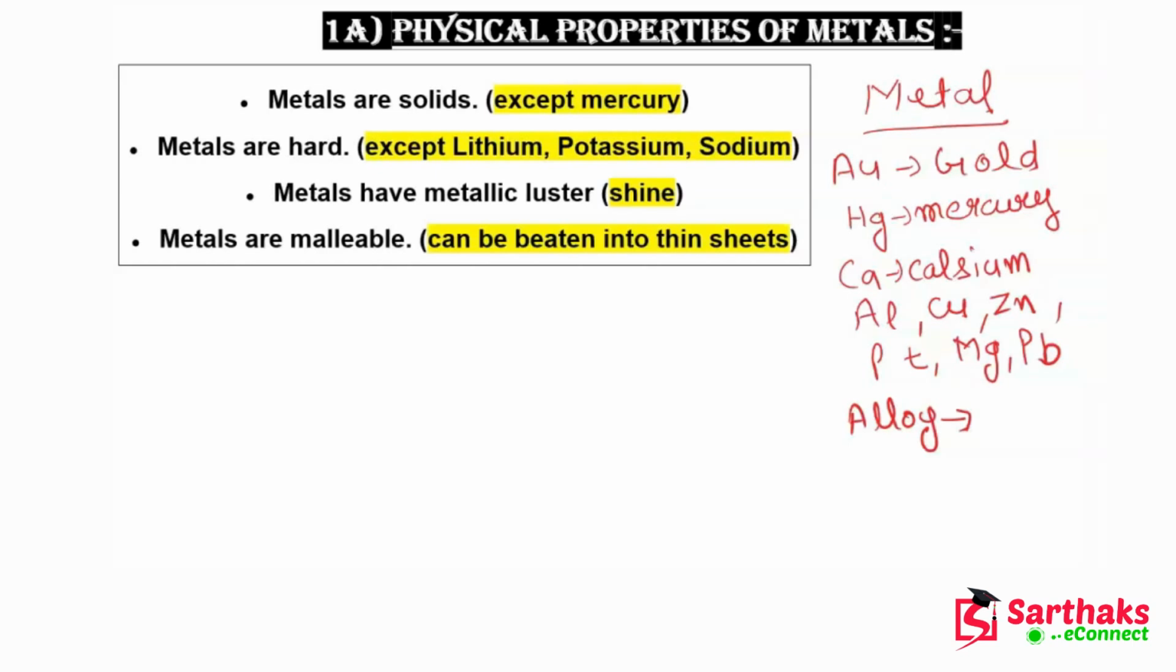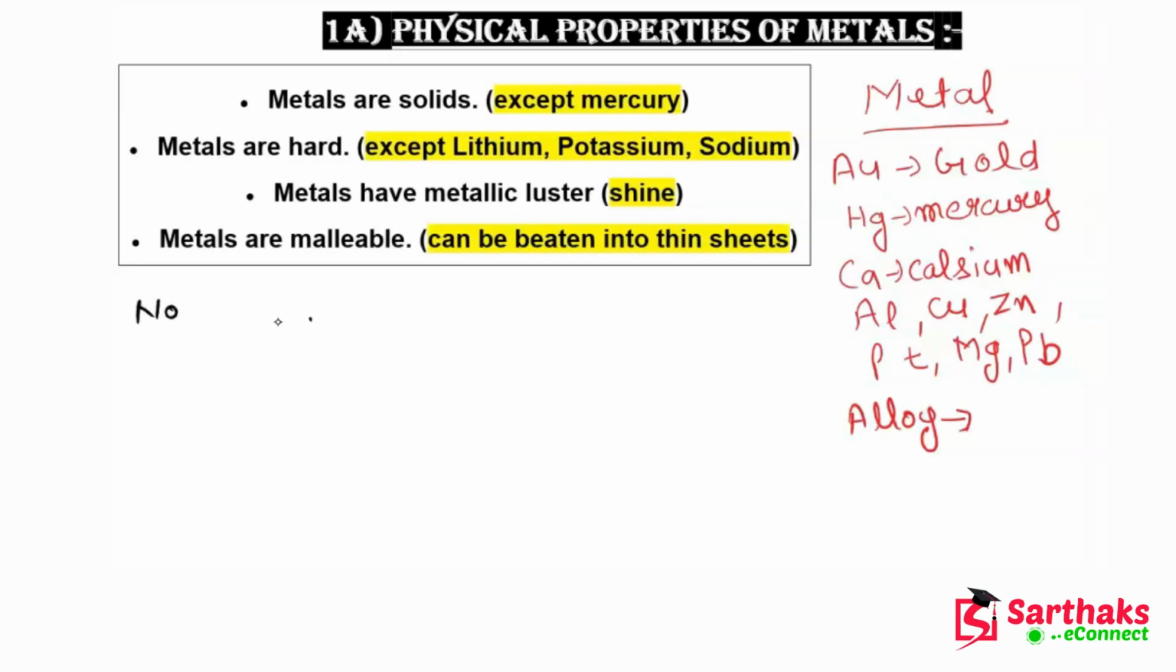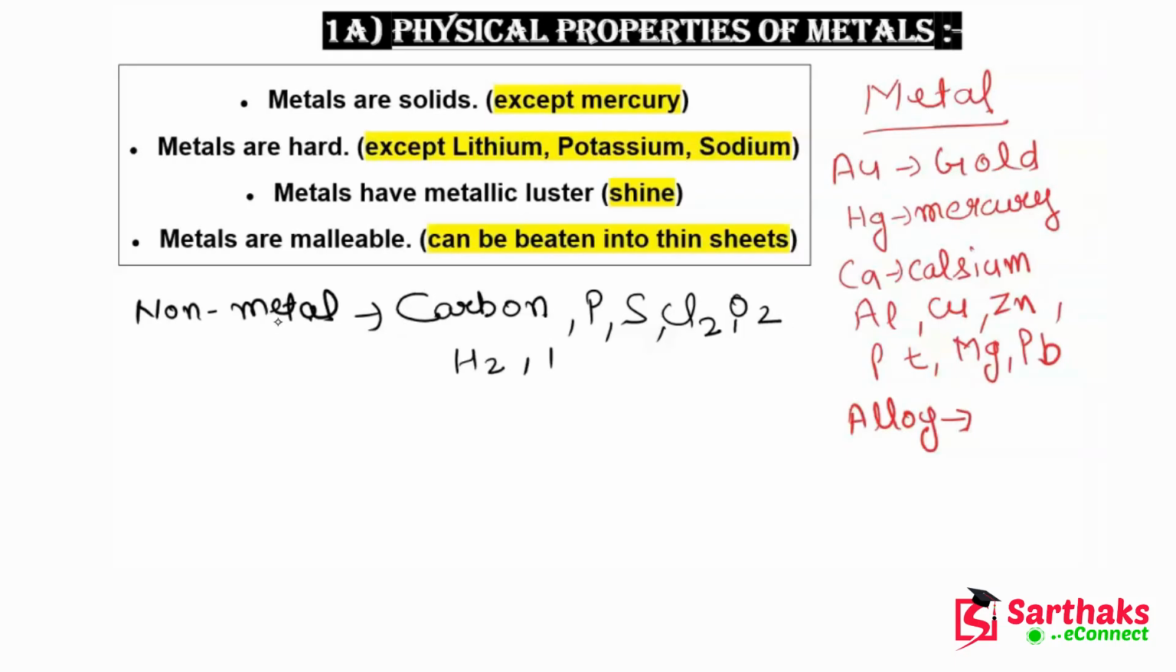Now let's talk about the examples of non-metal. Okay, what is the example of non-metal? So here we are. Let me write it here, non-metal. So guys, carbon is an example of non-metal. Phosphorus, it is also an example of non-metal. Sulfur, it is also an example of non-metal. Chlorine gas, oxygen, hydrogen, nitrogen, okay, bromine. So these are the examples of non-metal.